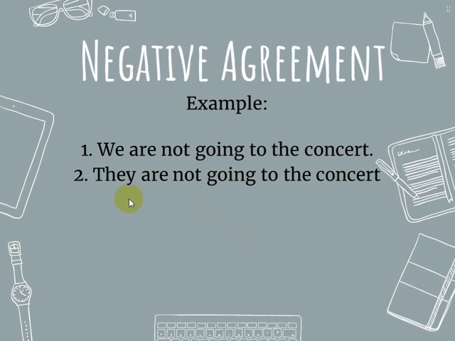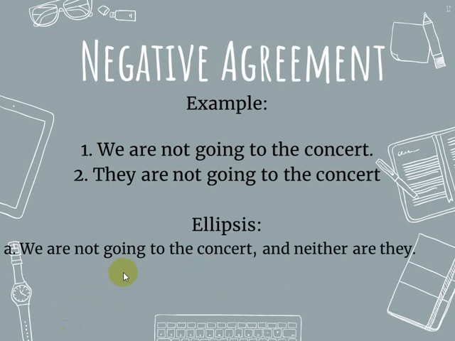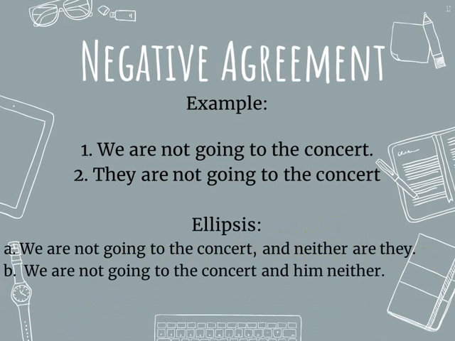For example, the first sentence, we are not going to the concert. Second sentence, they are not going to the concert. Both sentences are negative sentences, and we already agree about it. And how is the ellipsis? We are not going to the concert, and neither are they. Here we use neither. Neither are they. Second example, we are not going to the concert, and him neither.